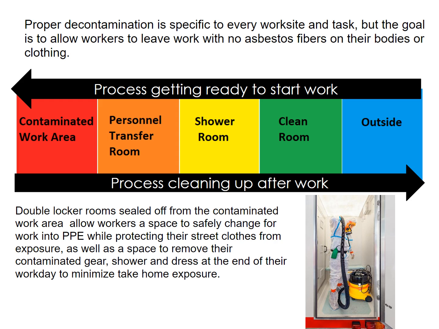Proper decontamination is specific to every worksite and task, but the goal is to allow workers to leave work with no asbestos fibers on their bodies or clothing. Double locker rooms sealed off from the contaminated work area allow workers a space to safely change for work into PPE while protecting their street clothes from exposure, as well as a space to remove their contaminated gear, shower, and dress at the end of their workday to minimize take-home exposure.